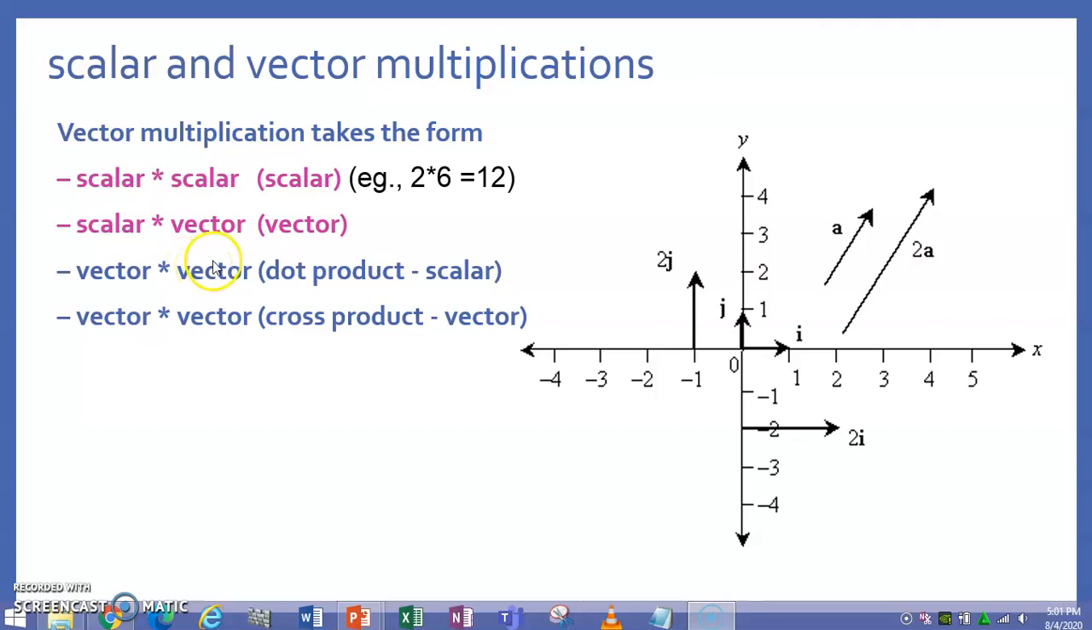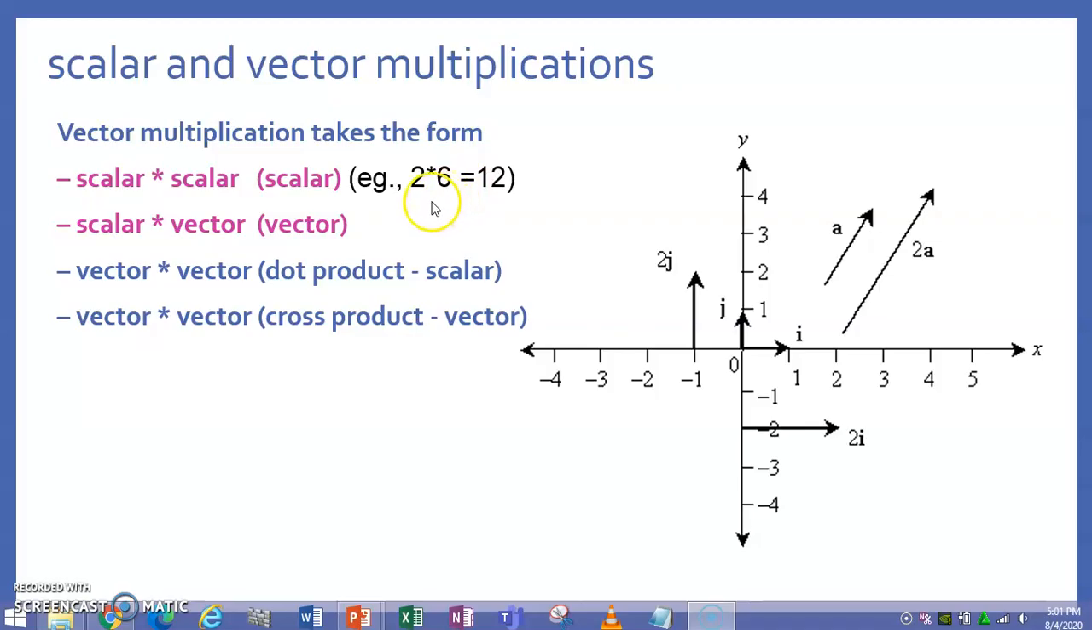Hello students, today we are going to see the multiplications involved in scalar and vector. There are four types of multiplication that can take place. The first one is scalar and scalar multiplication. This is the ordinary multiplication we do in mathematics.